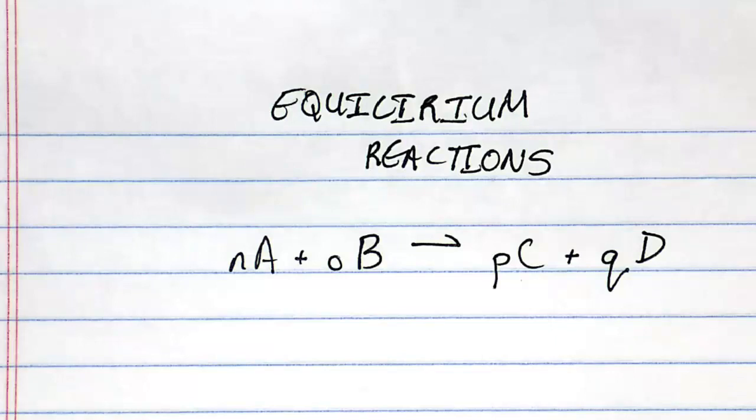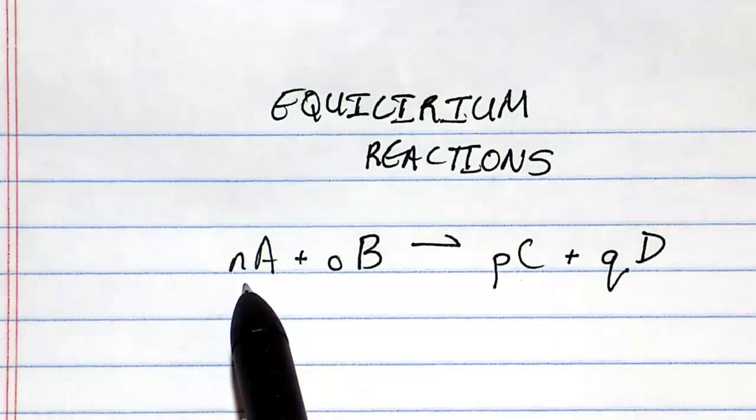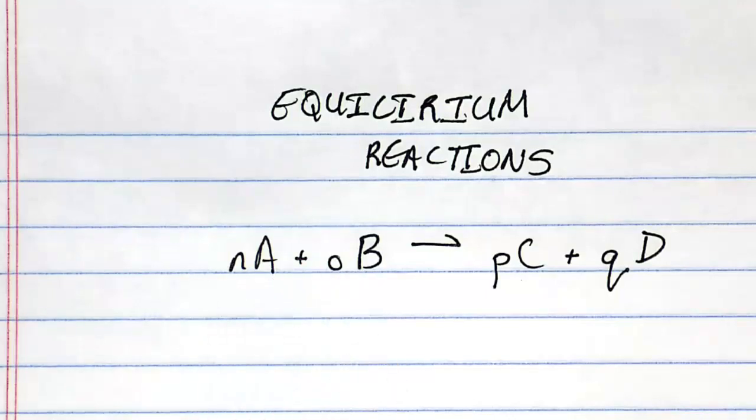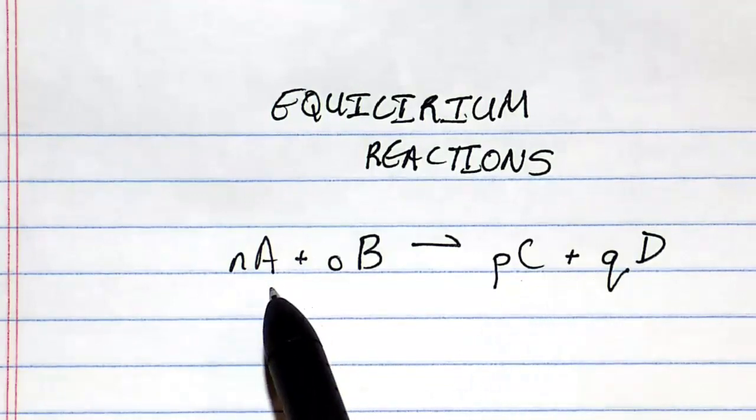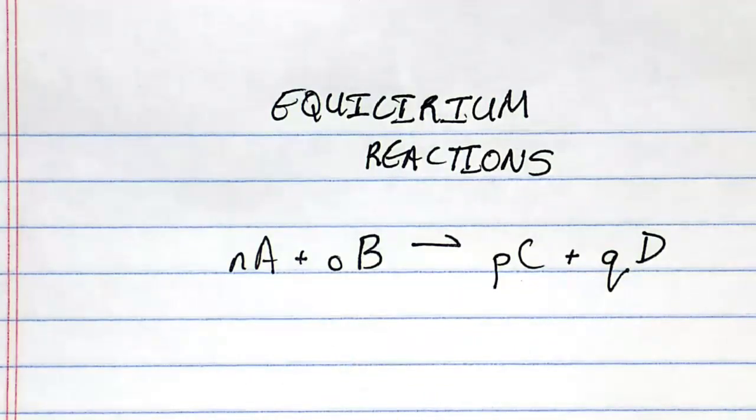specific type of chemical reaction known as an equilibrium reaction. So here you have n moles of A reacting with o moles of B, and that's going to create p moles of C and q moles of D. A and B are your reactants, and C and D are your products.